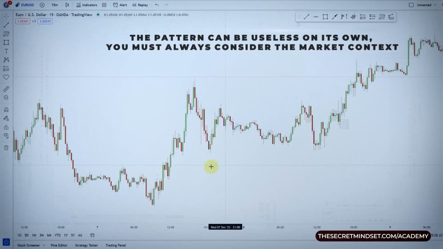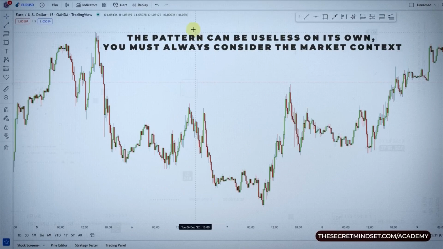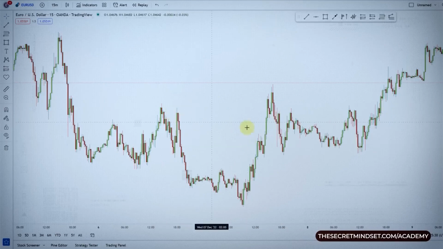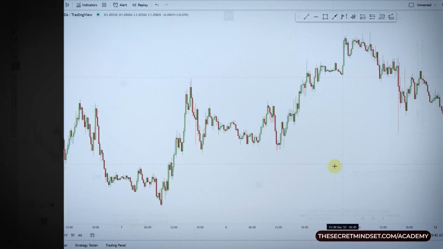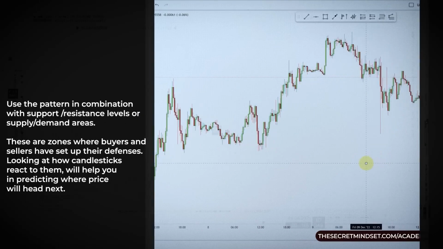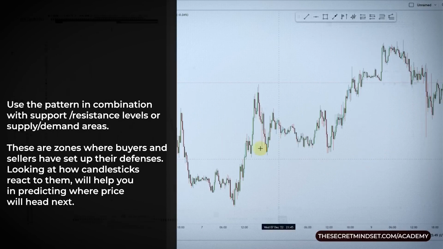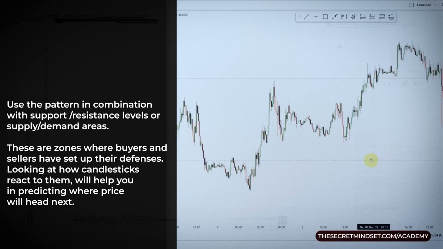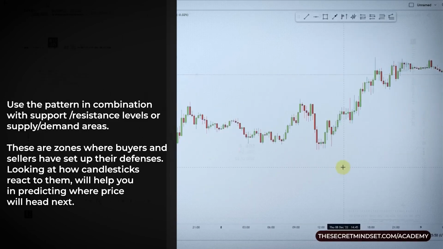Now, as always, this pattern can be useless on its own, and you must always consider the market context and what the price is telling you. The simplest way to use candlesticks is with support and resistance levels, or supply and demand areas. Because support and resistance levels or supply and demand areas determine zones where buyers and sellers have set up their defenses, looking at how candlesticks react to them will help you greatly in predicting where price will head next.